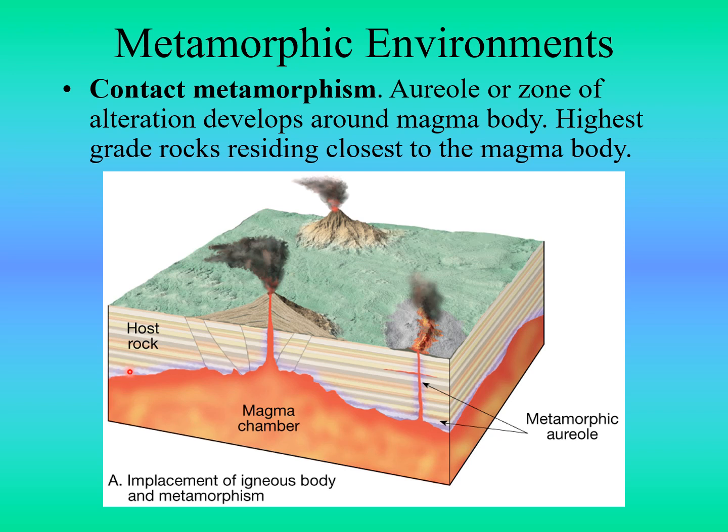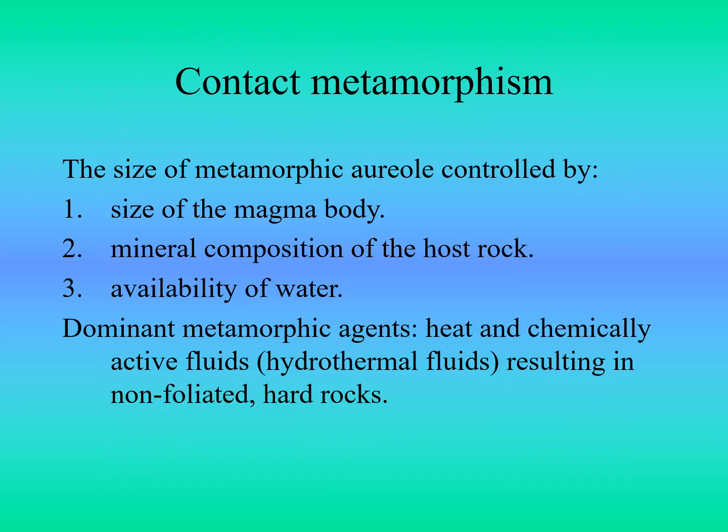And so that water is going to move through the areas or the sedimentary layers closest to the magma chamber while it's still hot, and it's going to alter into this metamorphic aureole that we see here. And contact metamorphism is controlled by, obviously, the size of the magma body, how much surface area of the magma body is there. The mineral composition of the host rock, so what types of minerals did we find in a given sandstone or a given mudstone? And then, of course, the availability of the water, the hydrothermal fluids that are in that rock.